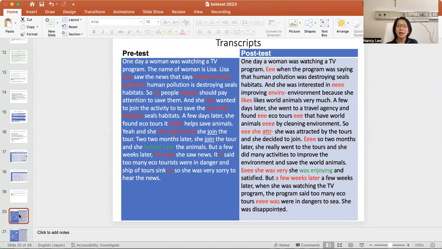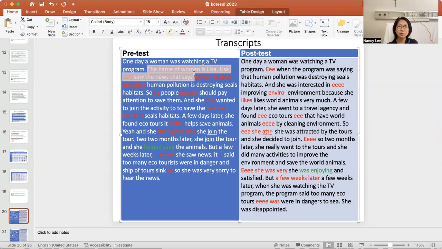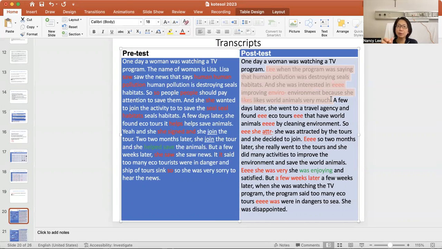For example, in the pre-test, second line, the name of the woman is Lisa. Lisa saw news that says human pollution is destroying seals' habitat, so people should pay attention to them. Whereas in the post-test, the program was saying that human pollution was destroying seals' habitat, and she was interested in improving the environment because she likes wild animals very much. You can see that the units in the post-test are much longer than the units used by the participant in the pre-test.